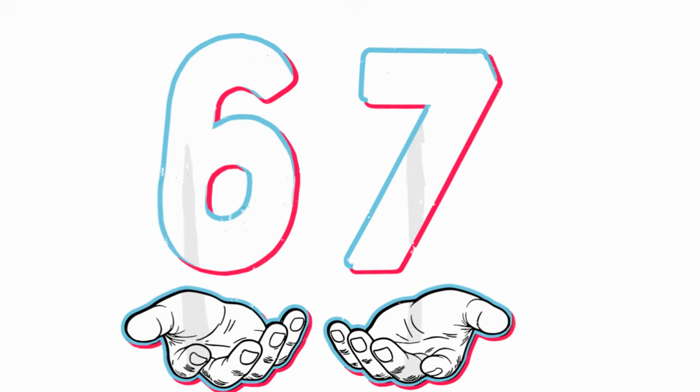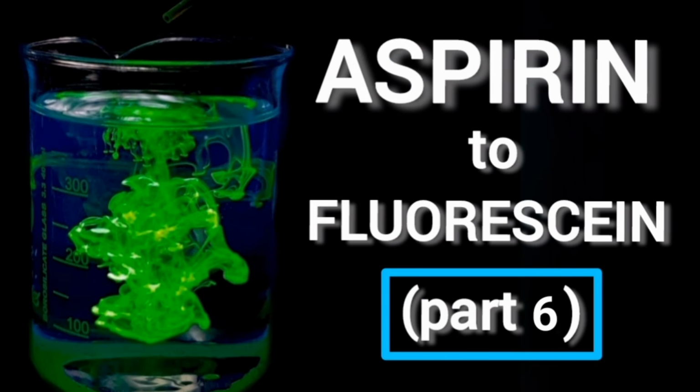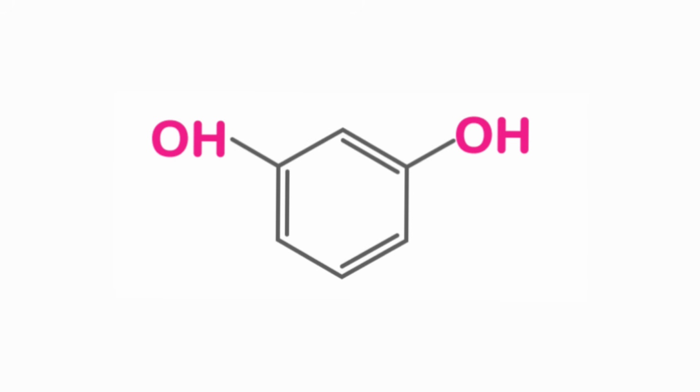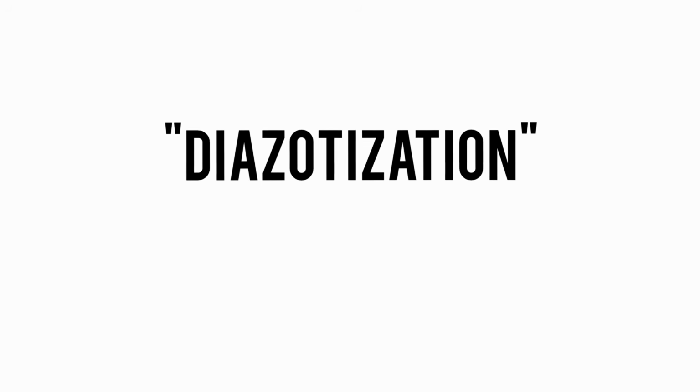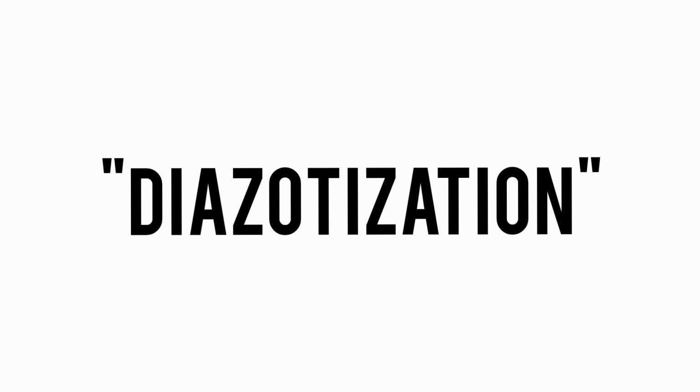Hey guys, this is part 7 of the aspirin to fluorescein synthesis. In the last video, we isolated 3-aminophenol hydrochloride. Today we will convert that into resorcinol, which is the penultimate step in the synthesis. To do this, we will perform a reaction known as a diazotization, followed by a quick hydrolysis.